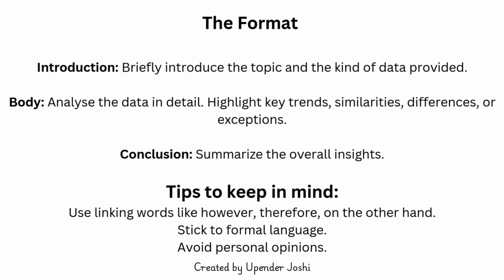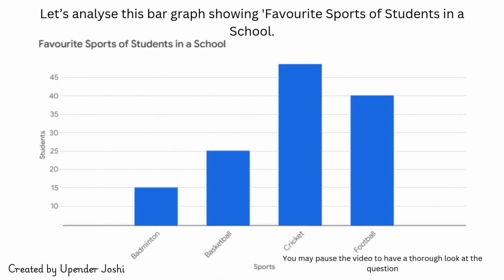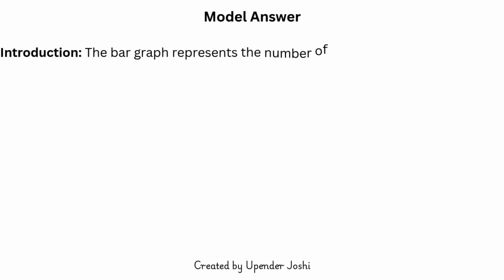Let's learn more by analyzing this bar graph showing favorite sports of students in a school. First we will write the introduction. It should look like this. The bar graph represents the number of students preferring cricket, football, badminton, and basketball in XYZ school.